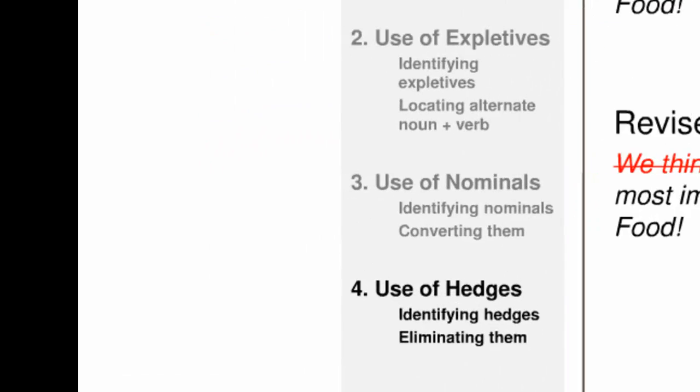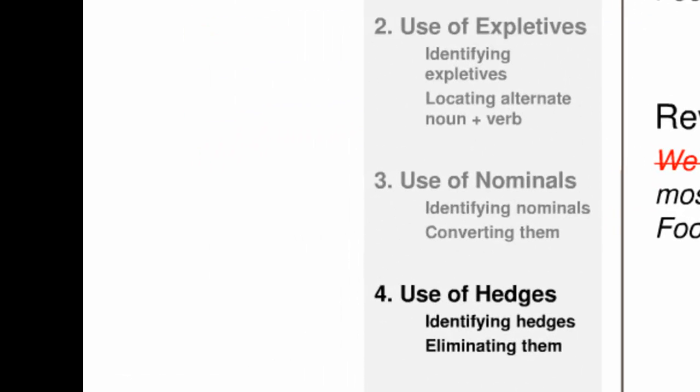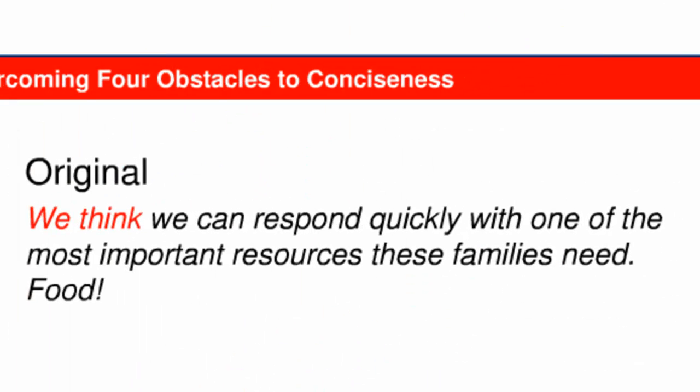All right, we'll move on to the fourth and final obstacle to conciseness, the use of hedges. To overcome this obstacle, you need to identify the hedge and then eliminate it. Consider this sentence from the same business plan we've been discussing. The writer's use of "we think" at the beginning of the sentence hedges the truth of the writer's claim. Another common hedge is "I believe."